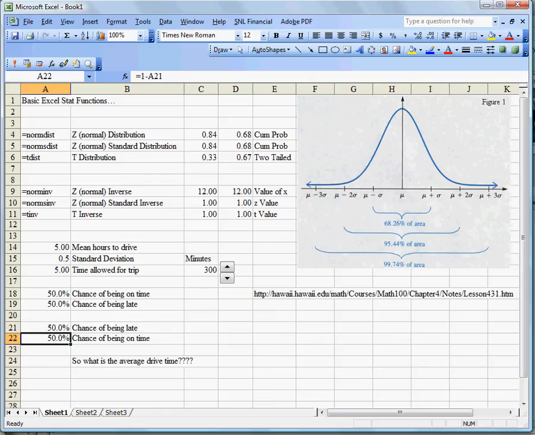Alright, well hopefully this helps you understand those functions. Excel is fun, it's powerful, it can do a lot of great statistical things, and hopefully this has helped you to become more a master of stats in Excel.